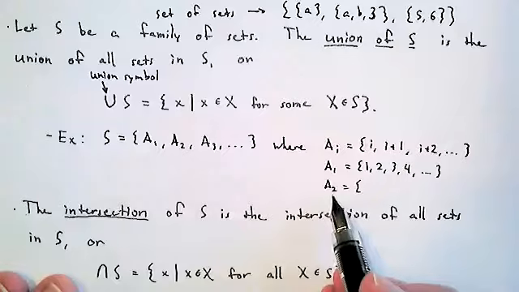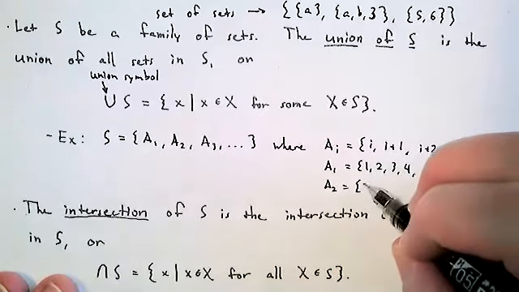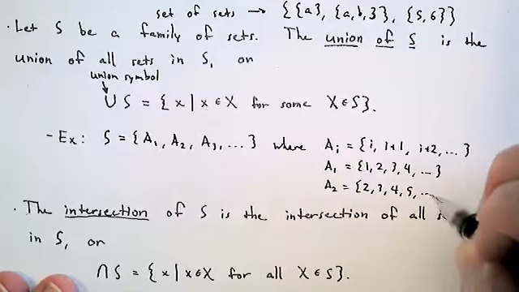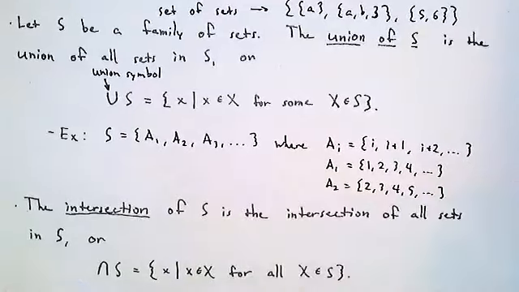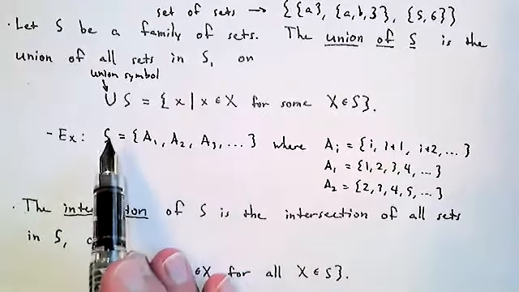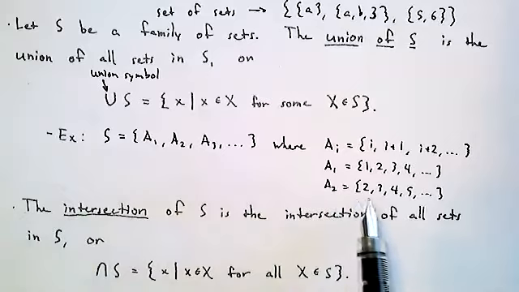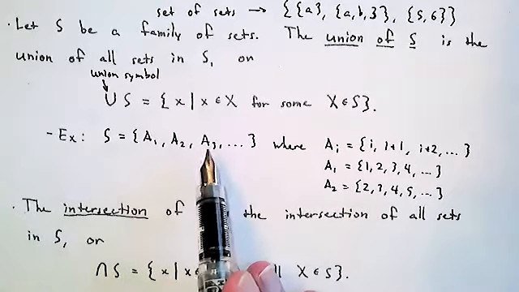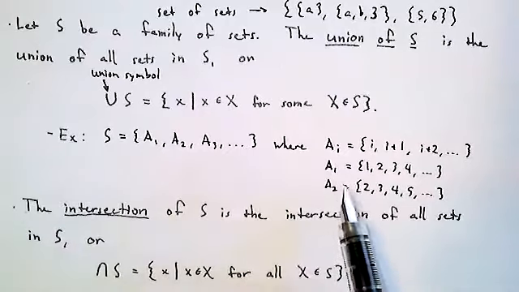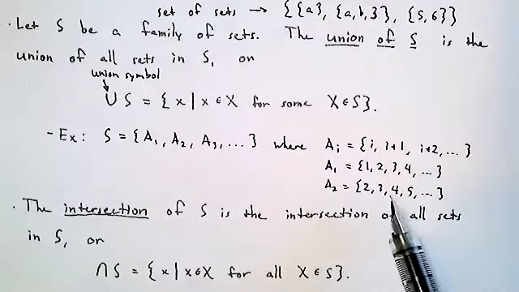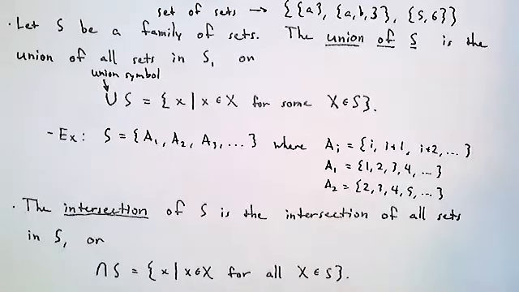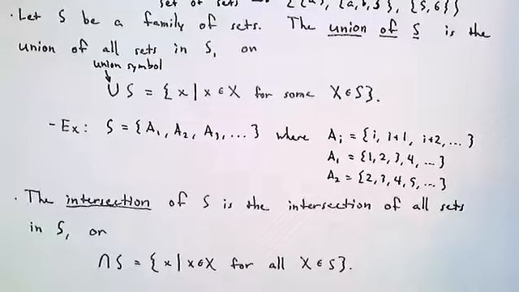We're going to start at 2 this time. So 2, 3, 4, 5, and so on. Each of these sets inside of your family is a set of numbers. So if you were at A53, it would be the set containing 53, 54, 55, 56, and so on.